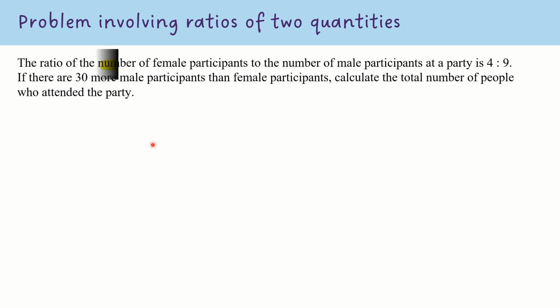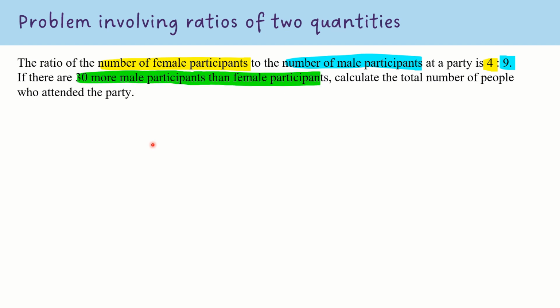So we observe that the number of female participants is 4 units and the number of male participants is 9 units. Since the question said that there are 30 more male participants than female participants, what this tells us is that the difference of 9 units and 4 units, which is 5 units, corresponds to these 30 participants. So we can write that 5 units corresponds to 30 participants.